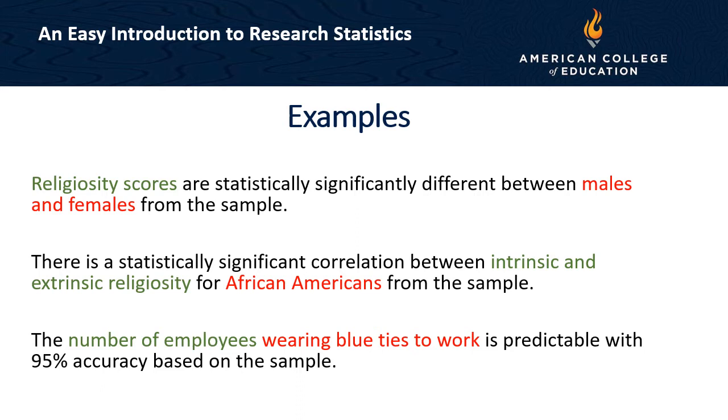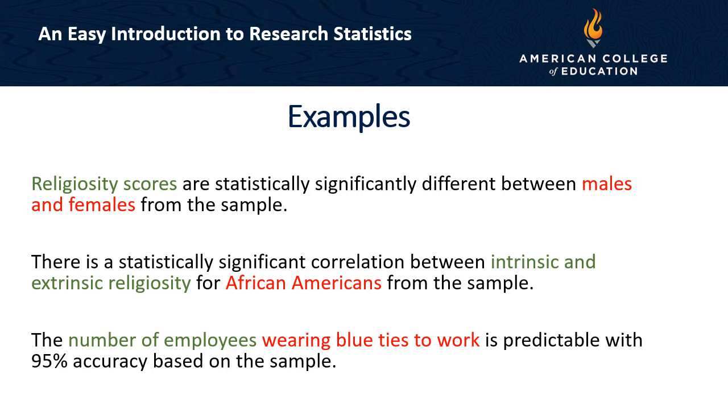Let's look at some examples. These statements would loosely represent alternate hypotheses in formal research. We would actually test against null hypotheses, which we'll talk about later. But for purposes of these examples, let's review these statements. The green text represents a dependent variable, and the red text represents independent variables. For example, religiosity scores are statistically significantly different between males and females from the sample. The religiosity scores are the dependent variable, and males and females are the independent variables.